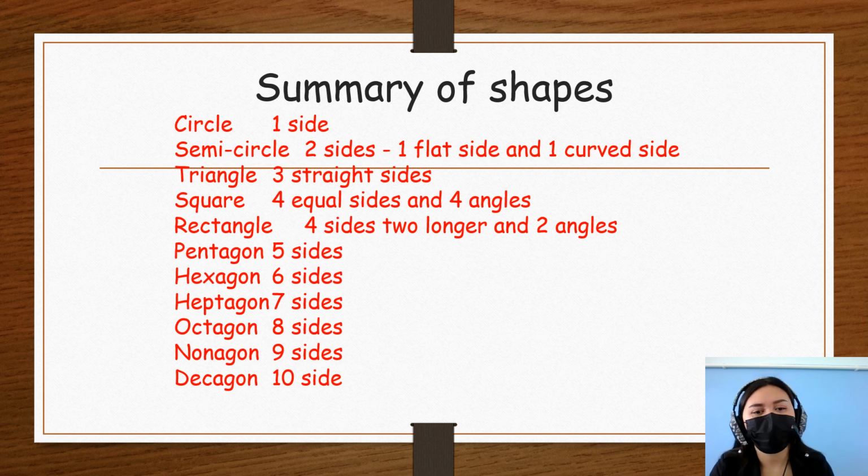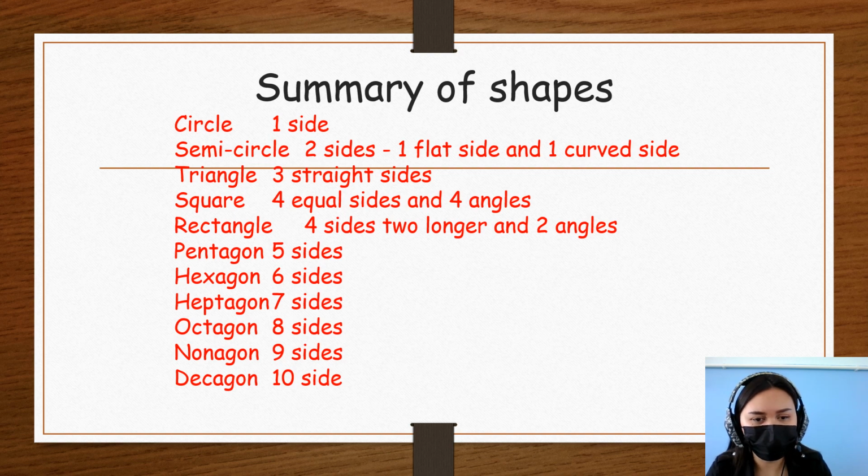Okay, let's have a summary of shapes. Circle has one side only. Semicircle has two sides, a straight side and a curved side. Triangle has three straight sides. Square, four equal sides and four angles. Rectangle, four sides, two longer and two shorter.